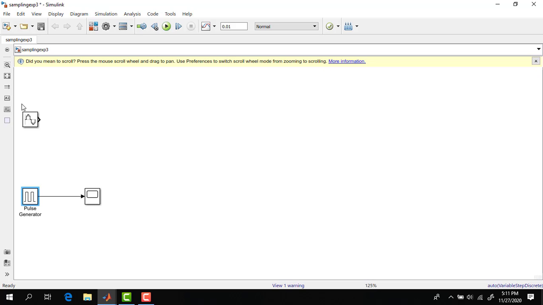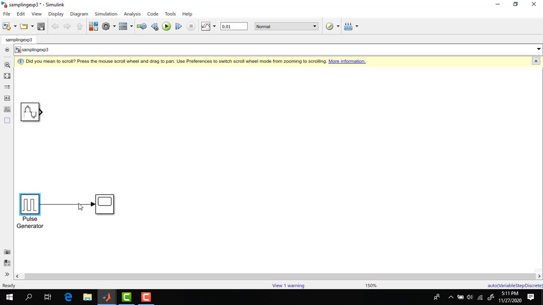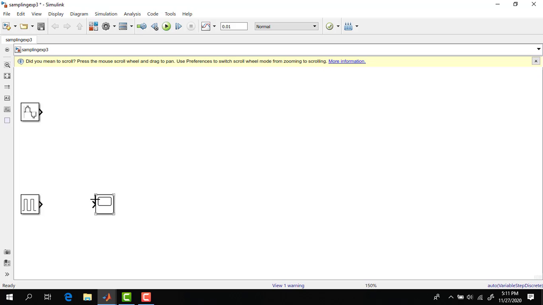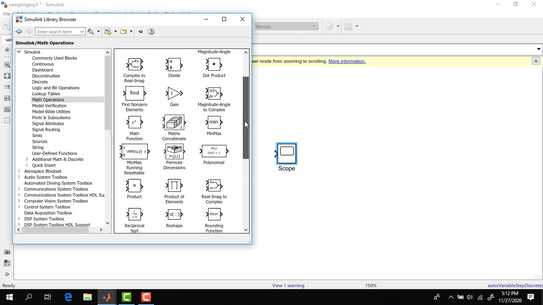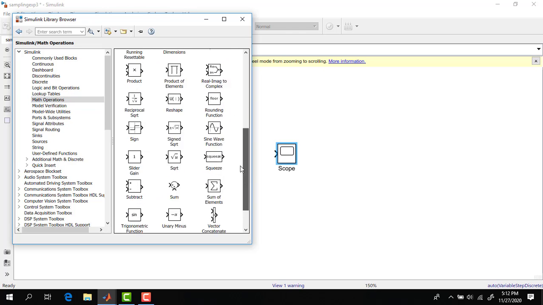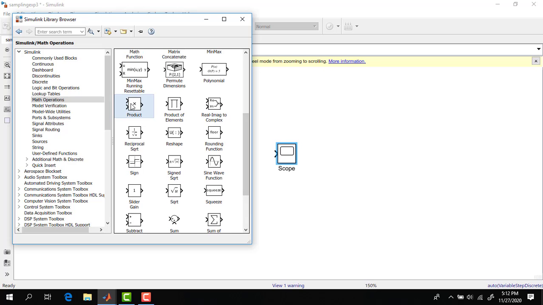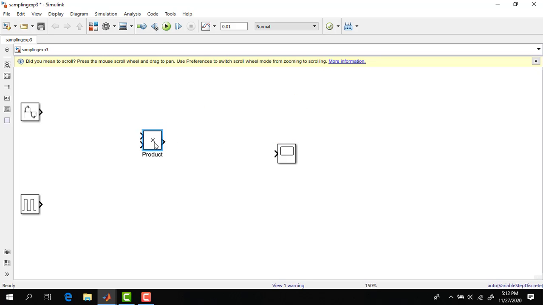Okay, now we need to multiply these two signals. So let's break down this connection. We will use the scope at the end, so let the scope be. Again, fetch the product block, and you can find the product block in math operations. The product block is here. Just drag and drop. Okay. It already has 2 ports, you need 2, so nothing to worry about here. First connection done. Second connection is already done. The output should go into the scope.